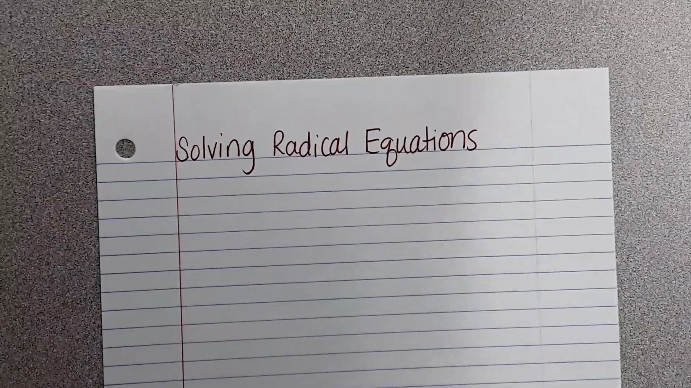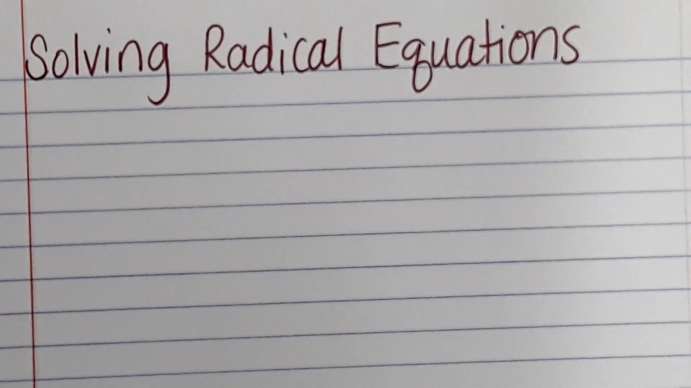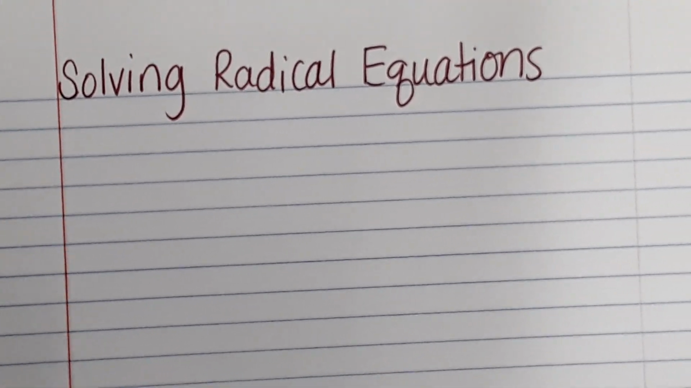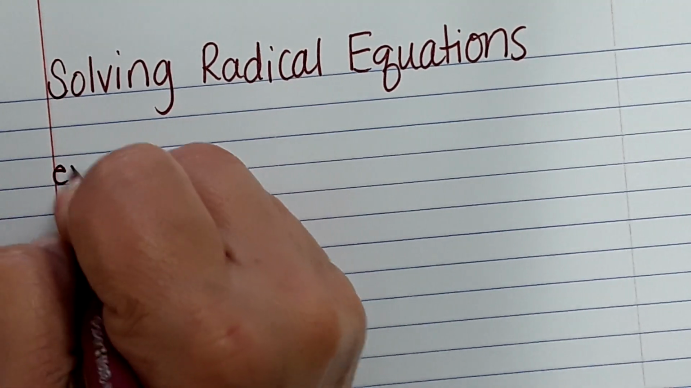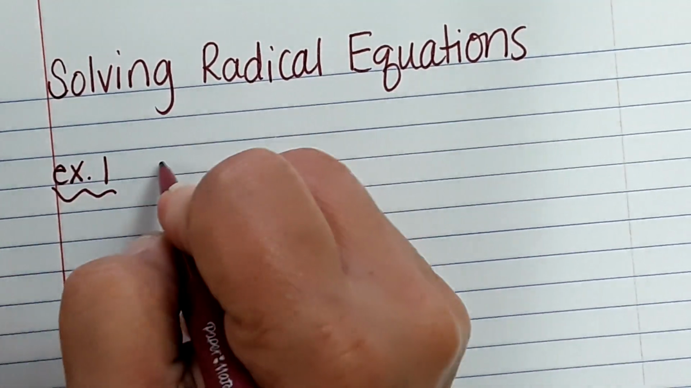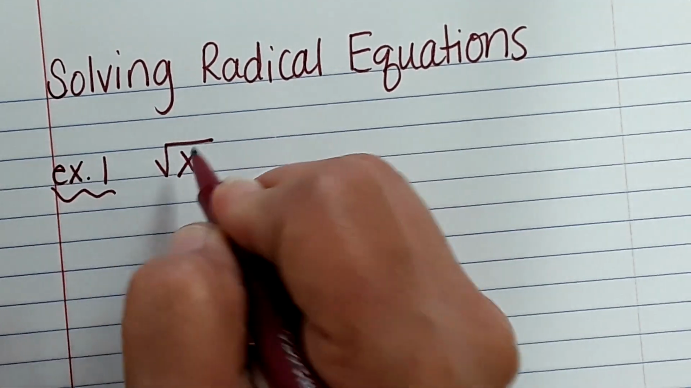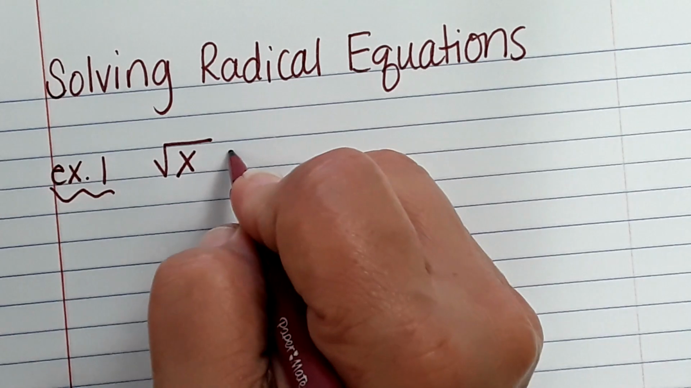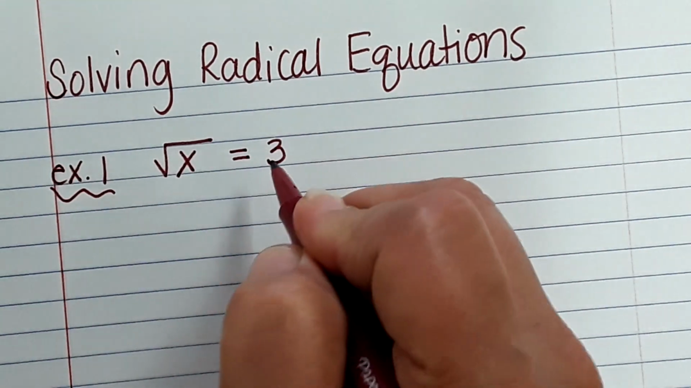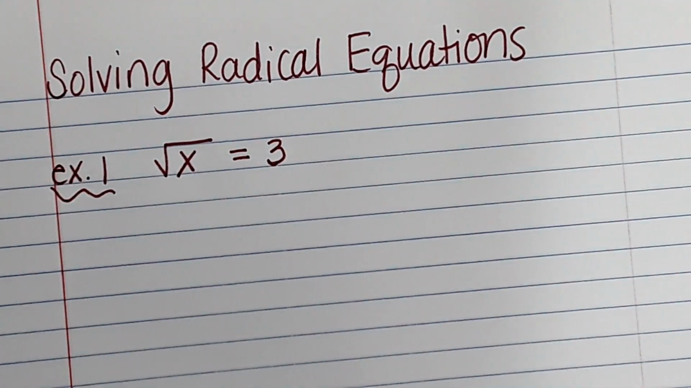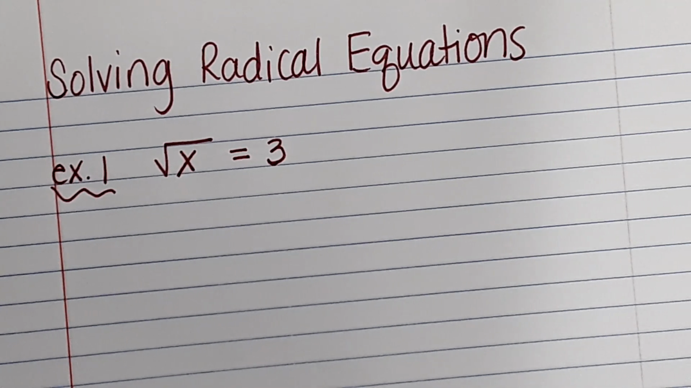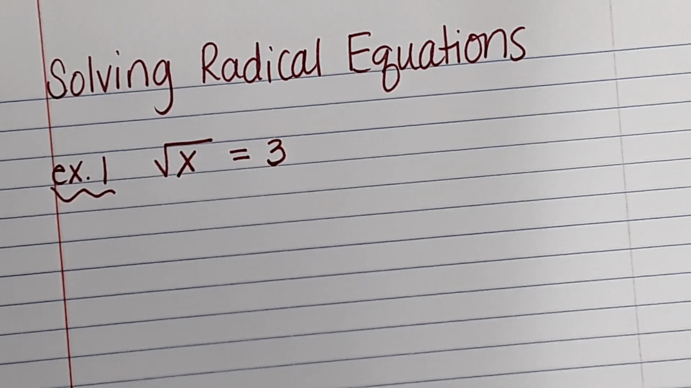Okay, solving radical equations. So this is the most basic of a radical equation. This is called a square root. To take the square root of something, you usually square it.